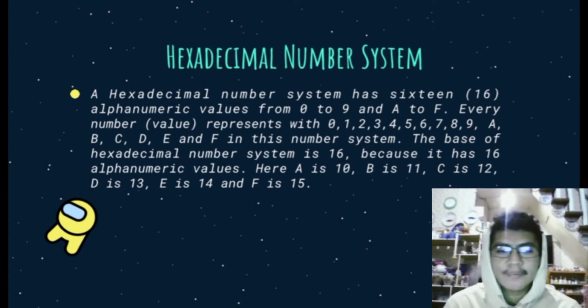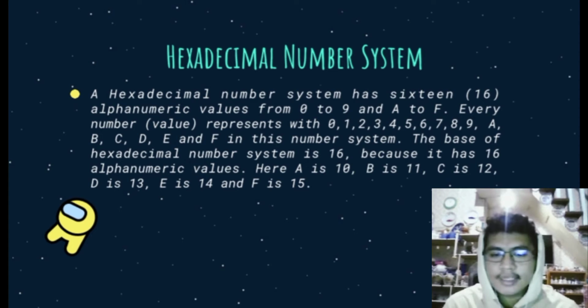Hexadecimal number system. A hexadecimal number system has 16 alphanumeric values from 0 to 9 and A to F. Every number is represented with 0, 1, 2, 3, 4, 5, 6, 7, 8, 9, and A, B, C, D, E, and F in this number system. The base of the hexadecimal number system is 16 because it has 16 alphanumeric values. Here A is 10, B is 11, C is 12, D is 13, E is 14, and F is 15.